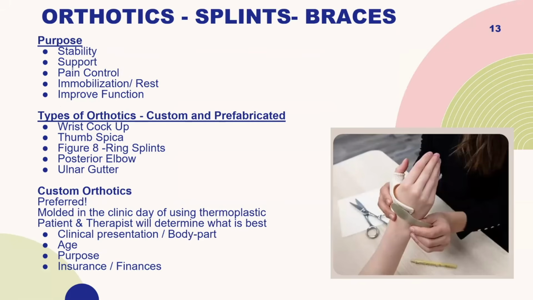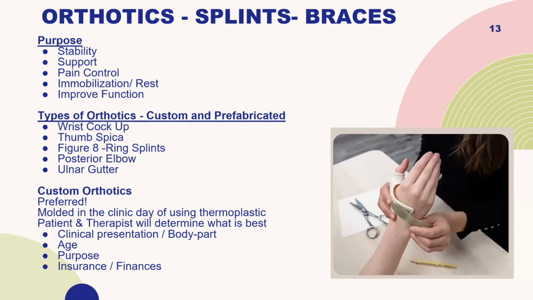Next slide. So orthotics, which are also known as splints and braces. What is the purpose of orthotics? The purpose of a brace is to provide stability, support, manage pain, immobilize and rest a joint, and improve function. There are 5 main splints that we make in our clinic, which is the wrist cock-up, the thumb spica, the figure 8, the posterior elbow, and the ulnar gutter splint, and I will go through each of those. And we actually prefer custom orthotics because they are custom molded to fit each patient. They are molded the same day in the clinic using thermoplastic material.